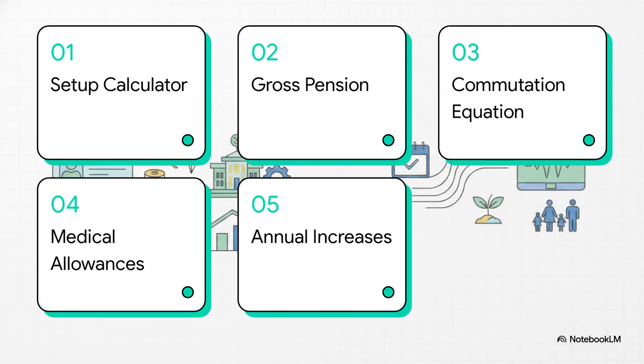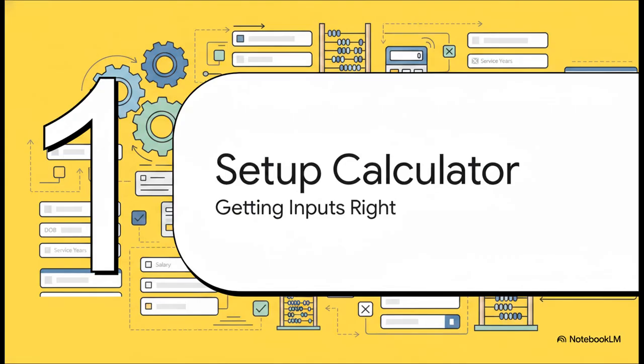So, here is our roadmap for today. We'll be looking at setting up the calculator, calculating gross pension, the commutation equation, adding medical allowances, and finally, those cumulative annual increases. All right, Section 1, setting up the calculator.